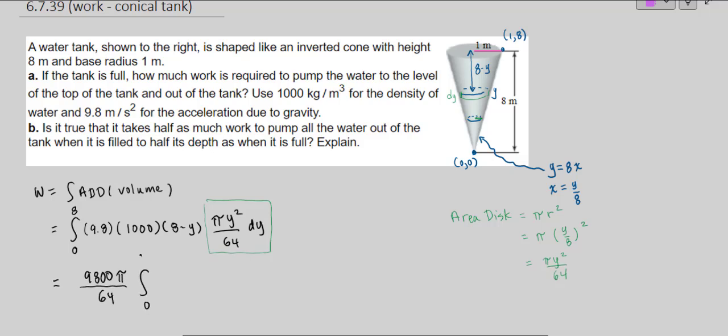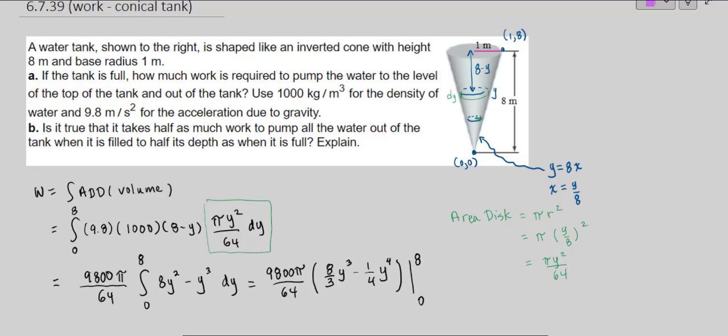And we have the integral from 0 to 8. And let's see, let's distribute that y squared. So we'll have 8 times y squared minus y cubed times dy. So there's where we're at right now. Let's go ahead and do the integration. I'll deal with these constants out in front in one moment. Let's focus on the integral. So we will have 8/3 times y cubed minus 1/4 times y to the 4th, and this will go from 0 to 8.